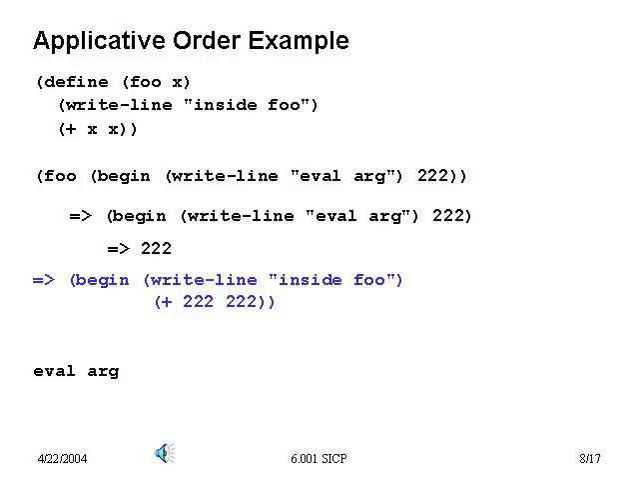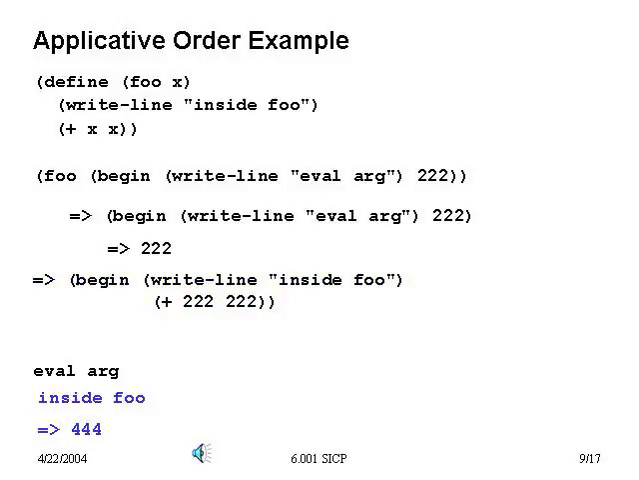And by substitution model, that says we substitute 222 in for x everywhere in the body, then evaluate the body. And that says we'll evaluate this begin statement, a sequence of write out the line saying I'm inside foo, followed by evaluating plus 222, 222. Yes, I know we should really use the environment model here, but substitution is sufficient to see what we're doing.